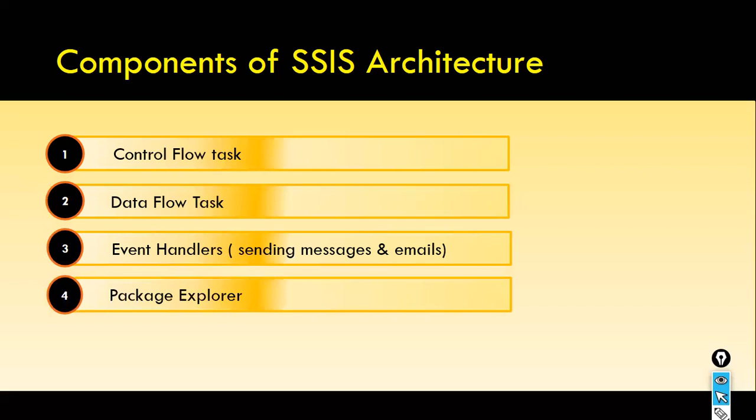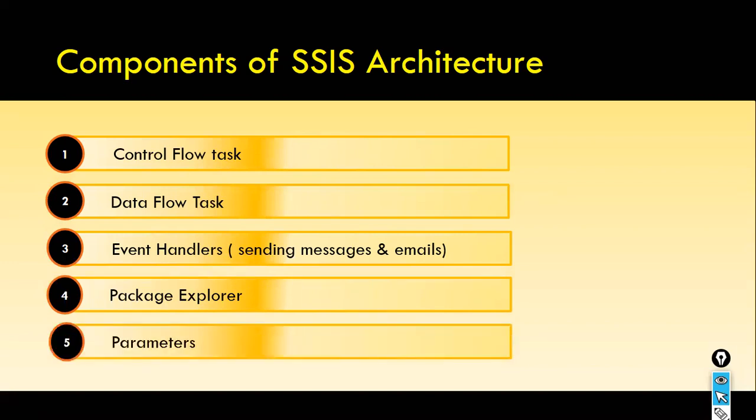And the next one is the package explorer. It offers a single view for all packages. And the next one is parameters. What are parameters? Basically we use them to pass values at runtime to a package. In SSIS, parameters make a project much more flexible by eliminating the reliance on hard-coding the values.